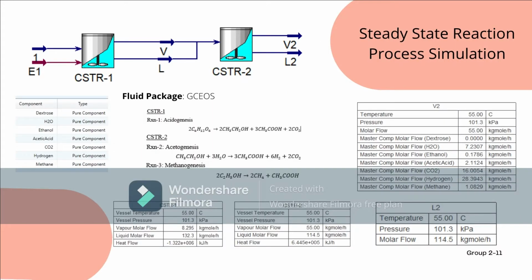The steady state process has been simulated by using Aspen HYSYS software. Lists of the components involved were inserted, and the parameters obtained from Reaction Engineering 1 were utilized to do this simulation. The fluid package used is GCEOS. The feed stream has temperature of 55 degrees Celsius, pressure of 1 atm, and molar flow rate of 124.2 kgmole per hour. Volume used for each reactor is 197.2 m3 and 7,548 m3 respectively.